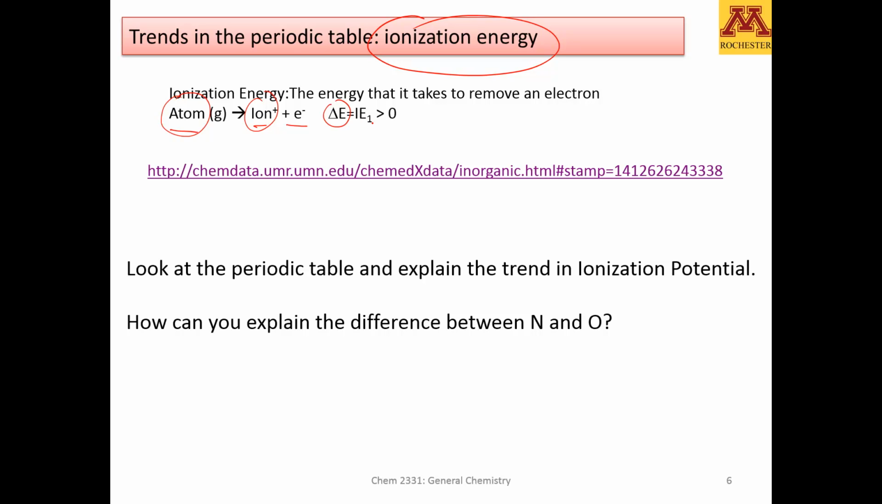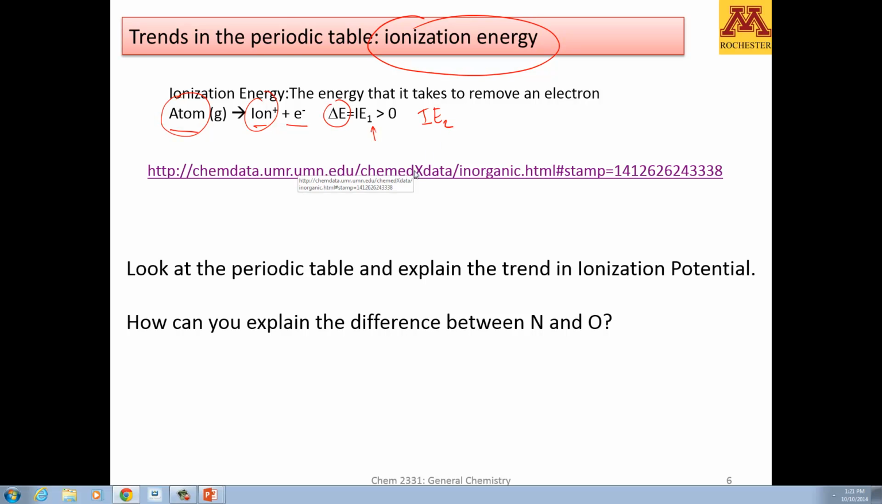And usually we will label IE1, referring to the first electron that we removed. You could remove more electrons, like IE2, that would be the energy required to remove the second electron. So let's see how the ionization energy changes in the periodic table.